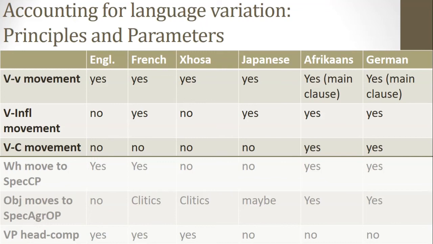For instance, in the table on the screen, I have plotted English, French, isiXhosa, Japanese, Afrikaans, and German with respect to verb movement. English and isiXhosa do not have verb movement to the inflectional node. However, French, Japanese, Afrikaans, and German all have verb movement to the inflectional node. However, when it comes to movement to the complementizer node, English, French, Xhosa, and Japanese do not have verb movement to this higher position, whereas Afrikaans, German, and Icelandic do. On the screen there are a number of other settings which may be of interest to you but which we haven't covered in this particular lecture, but hopefully we'll be able to cover in the lectures to come.